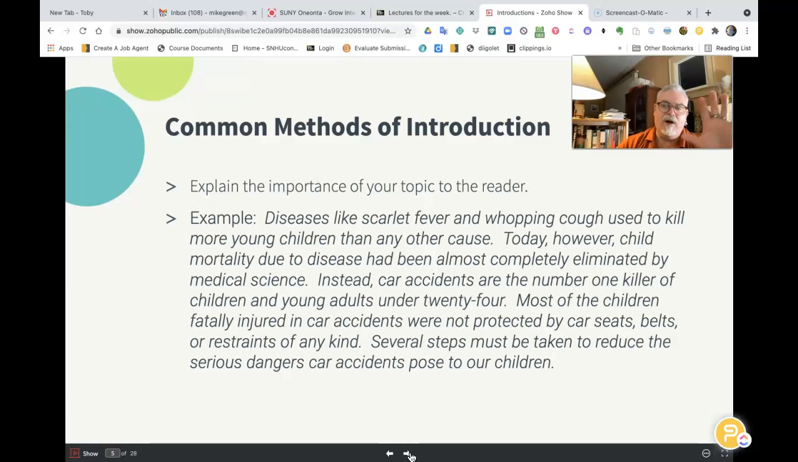Okay, so we've gone from talking about the importance of disease and how it affected children to a man-made issue. And again, this shows the importance of how we have to make sure we protect our children in car seats and so forth.